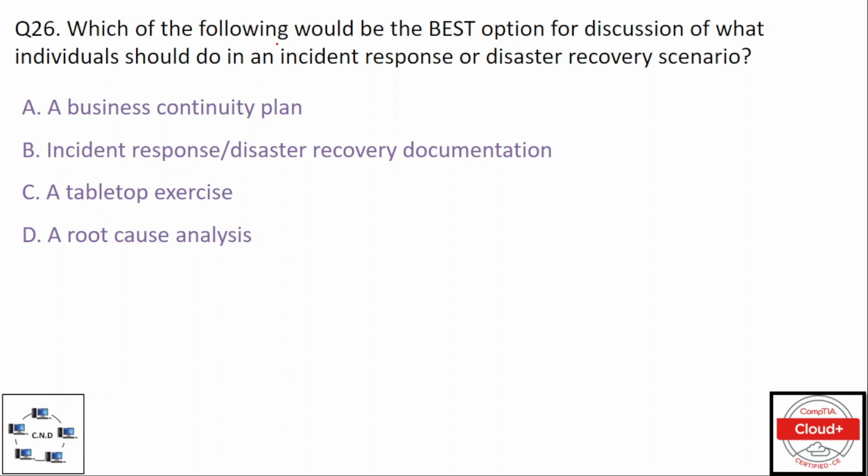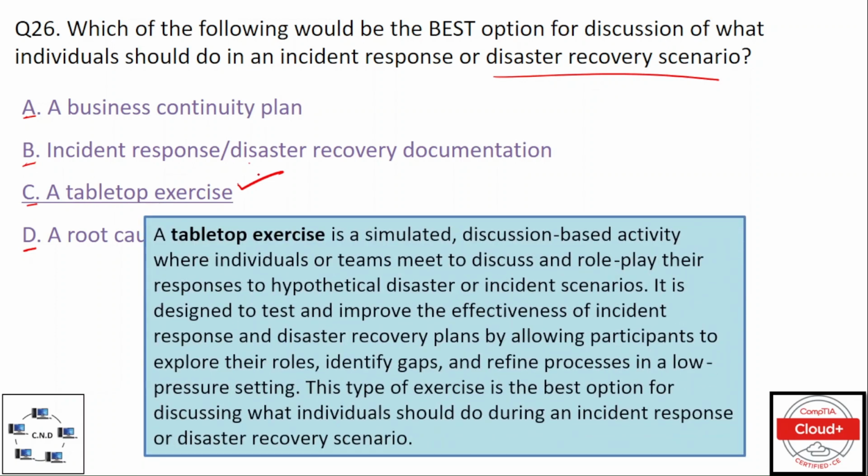Question number 26. Which of the following would be the best option for discussion of what individuals should do in an incident response or disaster recovery scenario? And the options are option A, a business continuity plan. Option B, incident response, disaster recovery documentation. Option C, a tabletop exercise. And option D, a root cause analysis. And the correct option is option C, a tabletop exercise.